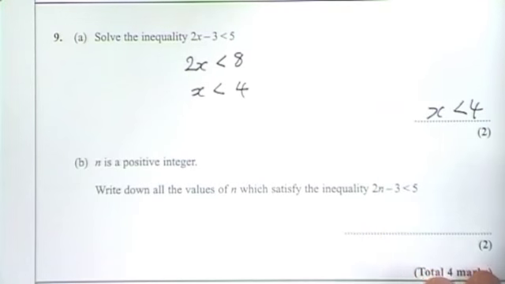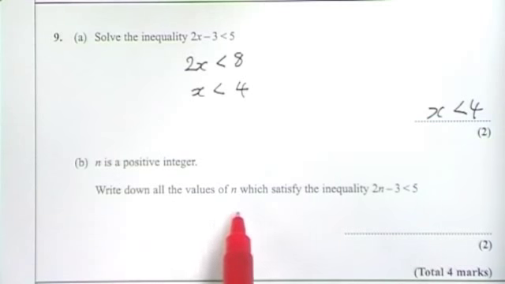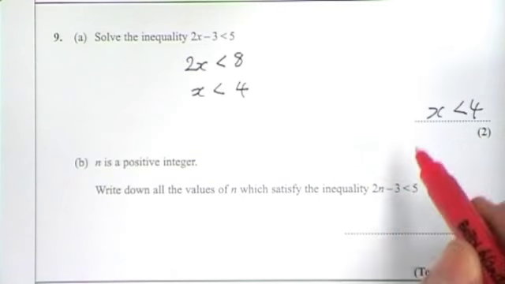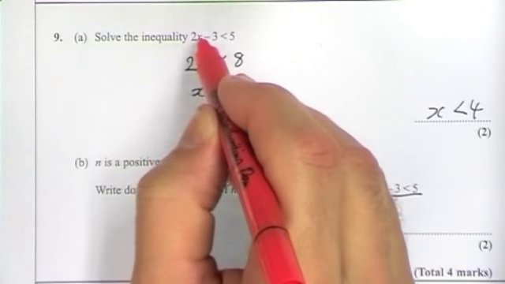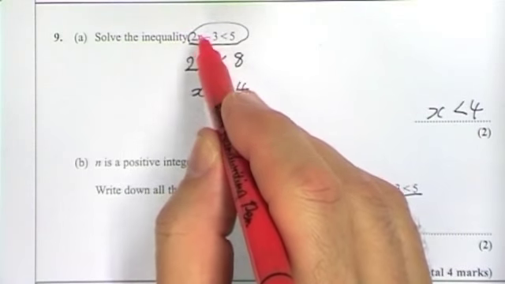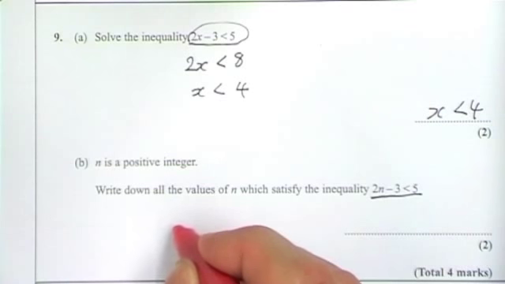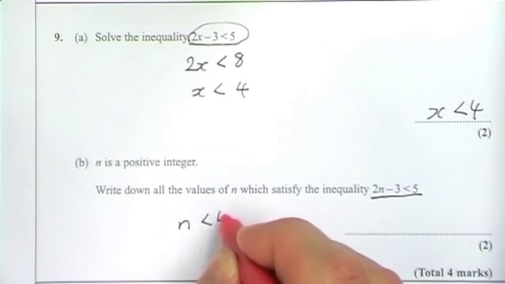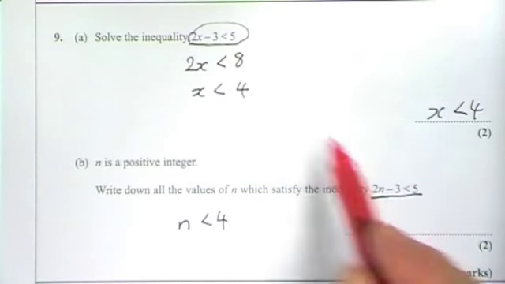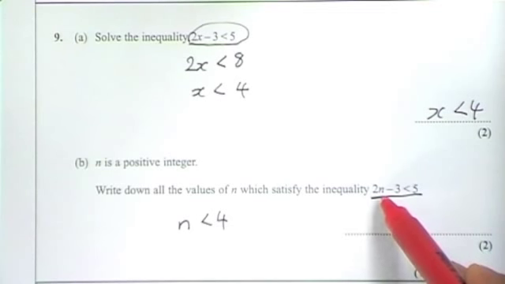And this second part says n is a positive integer. Write down all the values of n which satisfies the inequality 2n minus 3 is less than 5. Now this is exactly the same as the expression up here, which we've simplified to x is less than 4. So the expression here will simplify to n is less than 4. In all the questions I've seen, it's always been the same expression. It's just that this is a general one with an x and this is a specific one with an n.